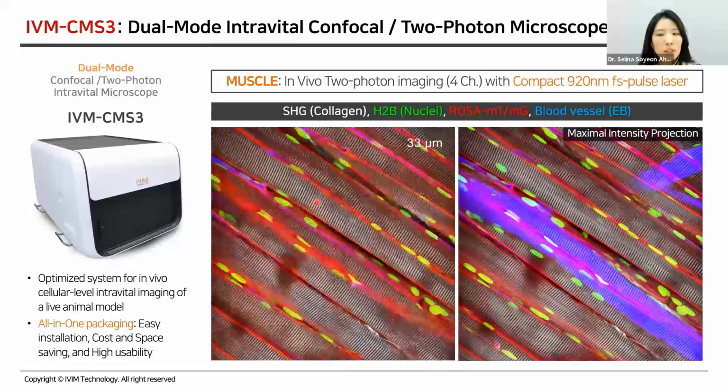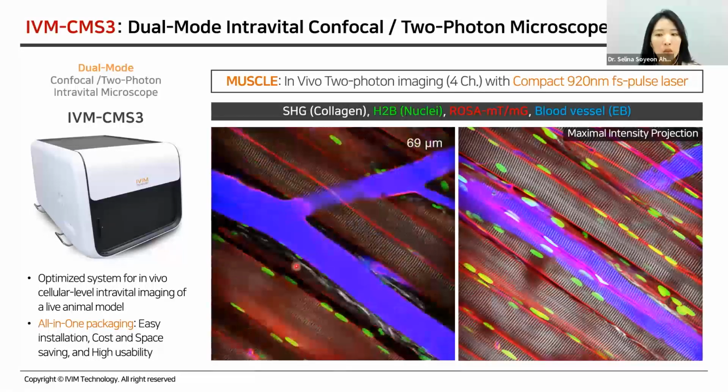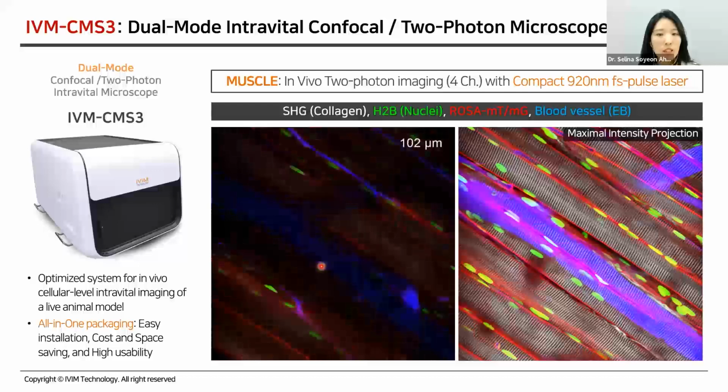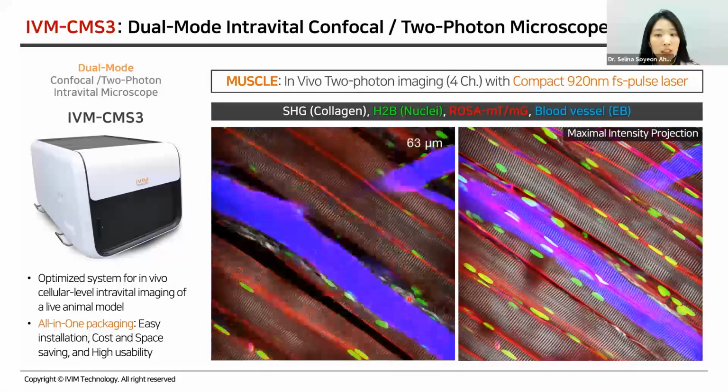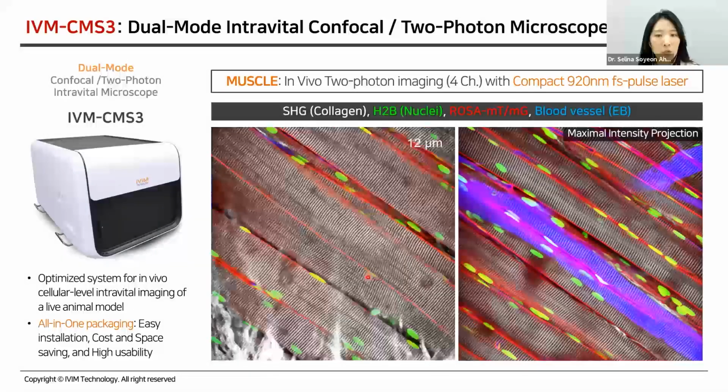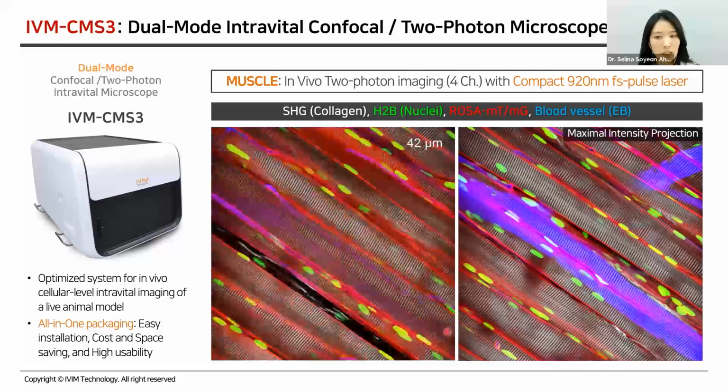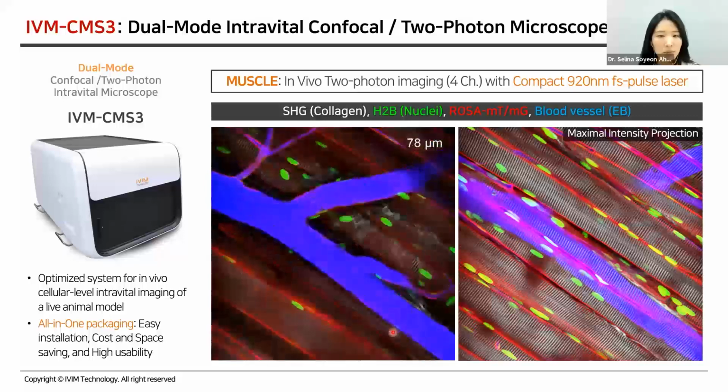This is in vivo muscle imaging of the same mouse model. We can clearly visualize the detailed structure of the striated muscle tissue, which is composed of sarcomeres, myofibrils, and also the vessels.